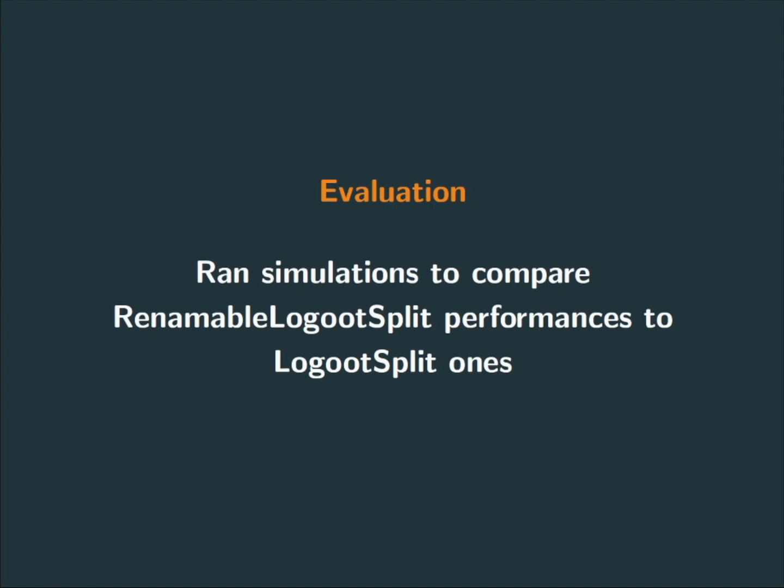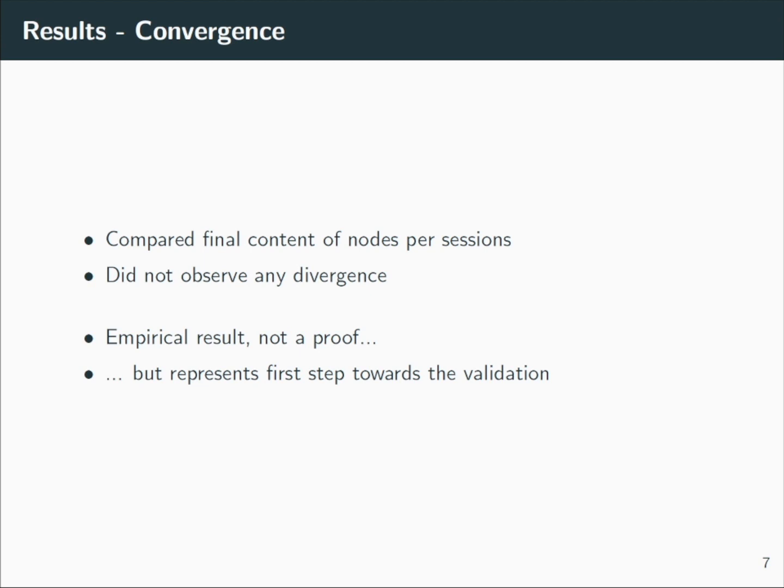So let's move on to the evaluation part. To validate our approach, we ran some simulations to compare renameable Rukusplit performances to Rukusplit 1. Actually, the first thing we did is to check if the system converges. So we compared the final content of nodes per session, and we didn't observe any divergence. So, okay, this is an empirical result, not a proof. But still, it represents a first step toward the validation of the correctness of renameable Rukusplit.